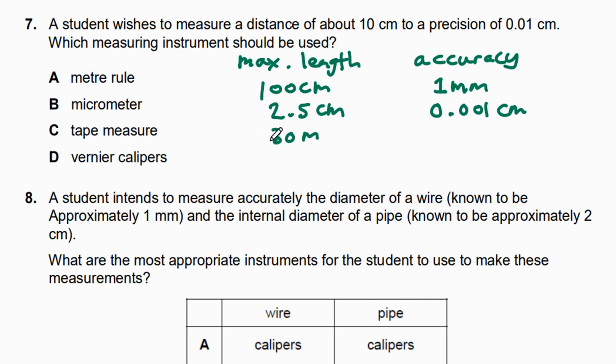Then a tape measure can measure various lengths of up to 30 meters. So you have tape measures of 10 meters, 15 meters, 20 meters, up to 30 meters. And the accuracy here, or the smallest division, is only 1 millimeter. Then the vernier calipers can measure up to 15 centimeters. And the accuracy is 1/100th of a centimeter. So 0.01 centimeters. Now, just looking at the precision, we can see that we can discount the meter rule, the tape measure, and the micrometer.